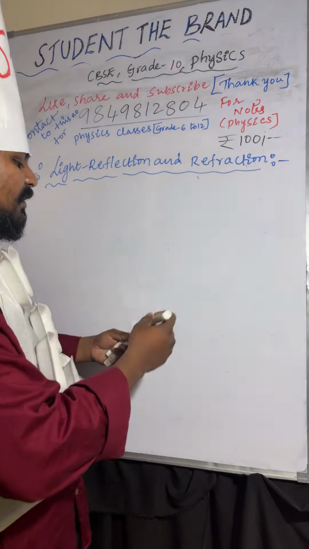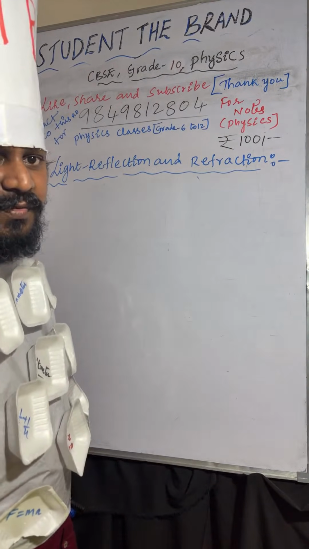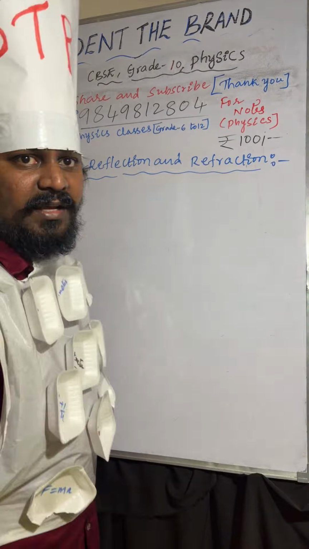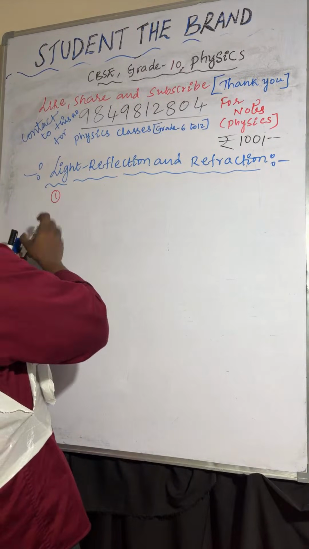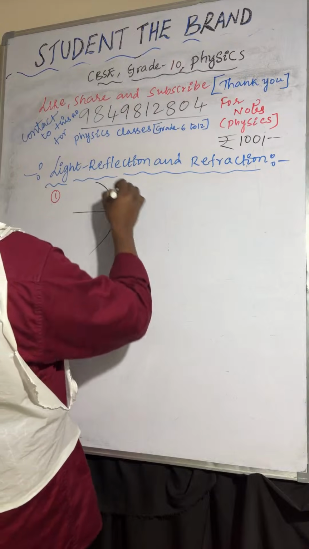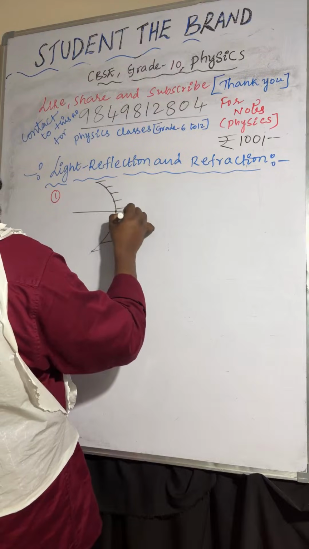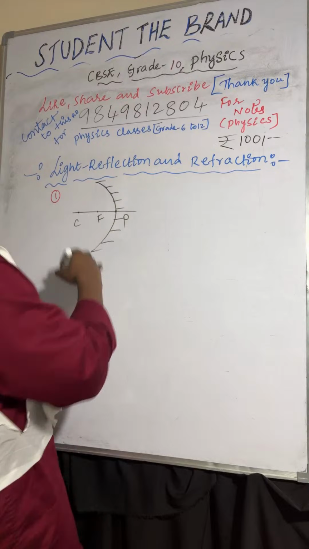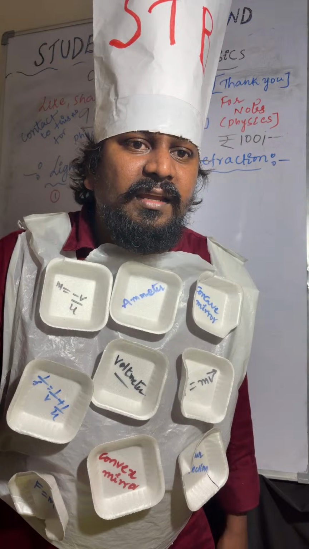Now we'll discuss image formations. Let's start. Point number one: pole, focus, center of curvature. The object is placed at infinity.